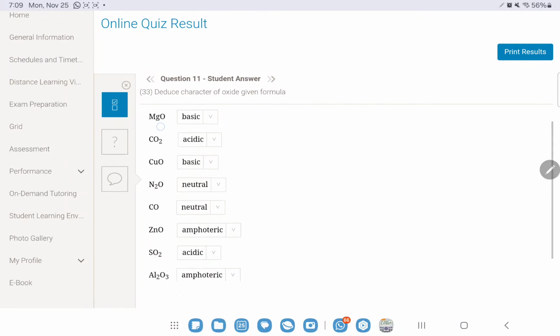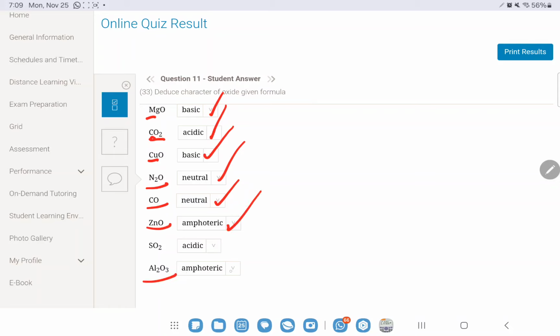Okay. This one, metal, so it's basic. CO2, C is a gas, so it's acidic. Cu, metal, basic. N2O is our exception, it's neutral. CO, also an exception, which is neutral. ZnO, amphoteric. Al2O3, amphoteric. S is not a metal, so it's acidic. And Ca is a metal, so it's basic.